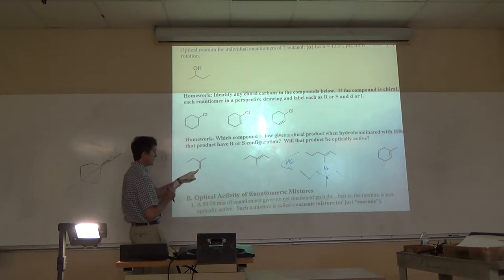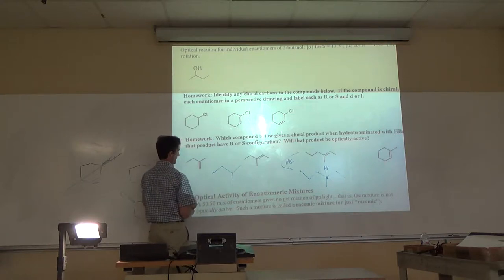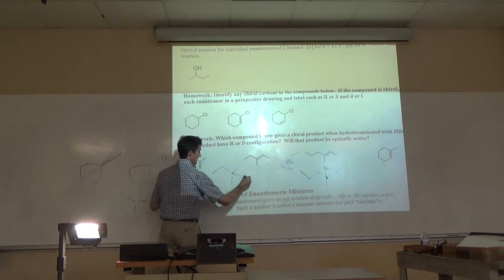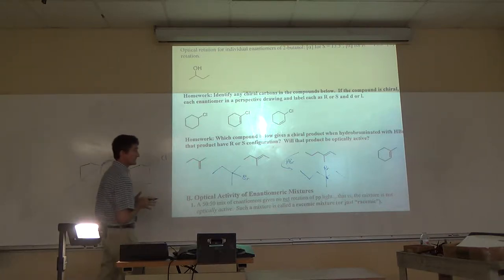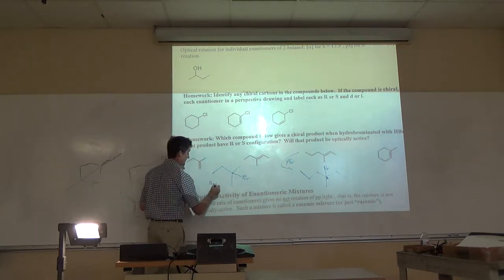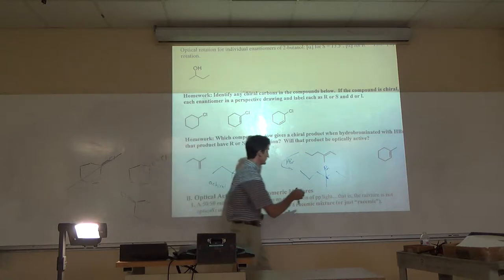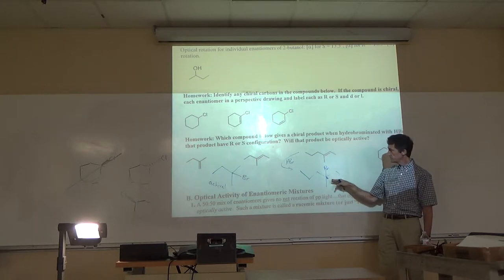See, if you react this with HBr, what's the product going to be? Right there? H on the bottom carbon? Is that product chiral? No. What does this mean? It means if you were to draw this, you could draw it generically, but if you were asked to consider stereochemistry, you would have to, okay? How many stereoisomers possible for this product?